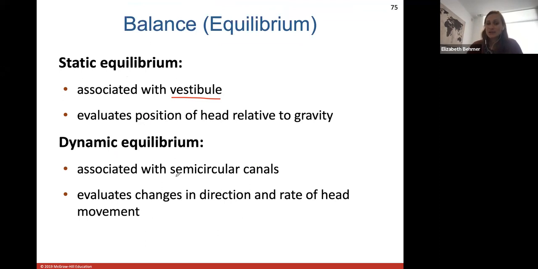Dynamic equilibrium is associated with the semicircular canals, and this evaluates changes in direction and the rate of head movement. So this is more associated with rotational movement. Let's say you're a figure skater and do 100 spins really quickly in a row. Dynamic equilibrium will help your body to maintain its composure.